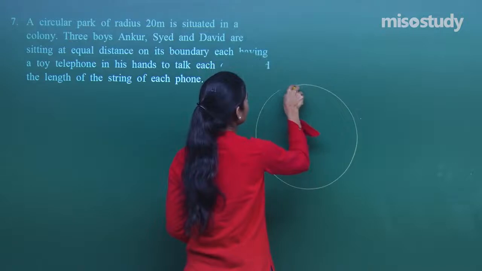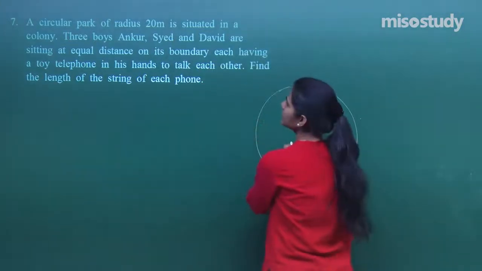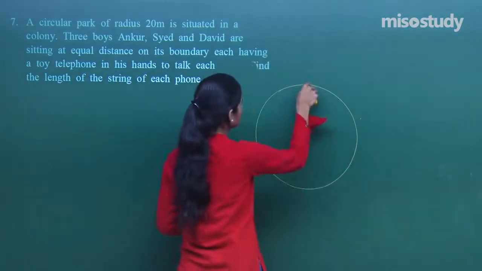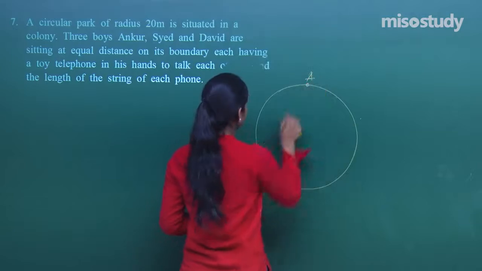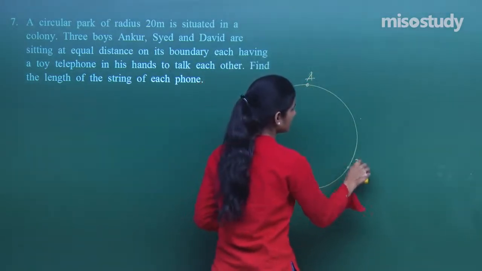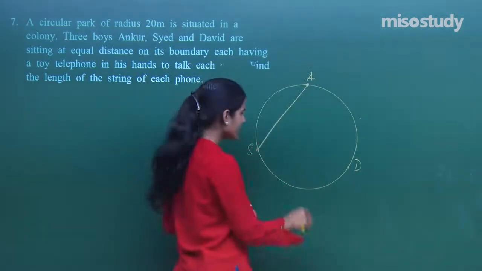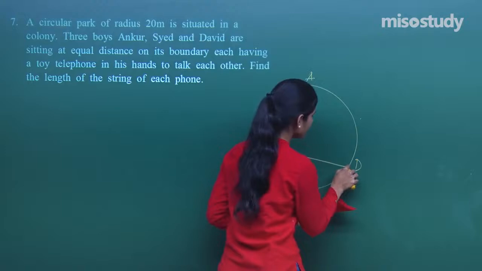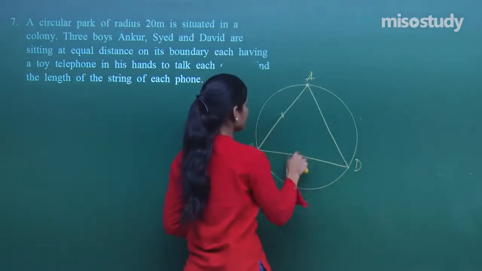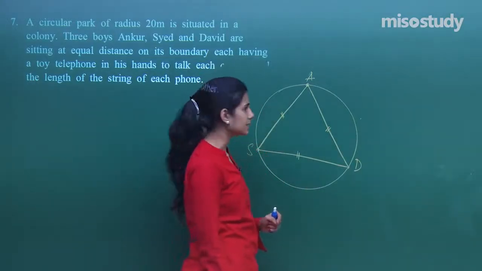After that, what is the question saying? It is saying that there are 3 boys who are at equal distances on its boundary. Say somewhere here Ankur is sitting, somewhere here Saeed is sitting, and here David, such that the distance between A and S is the same as the distance between S and D, which is the same as the distance between A and D. So this is the same as this, which is the same as this, which eventually means that this is an equilateral triangle.